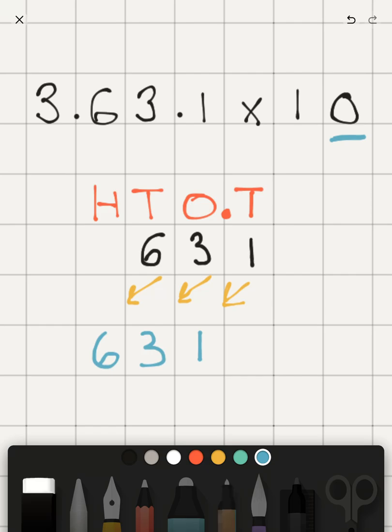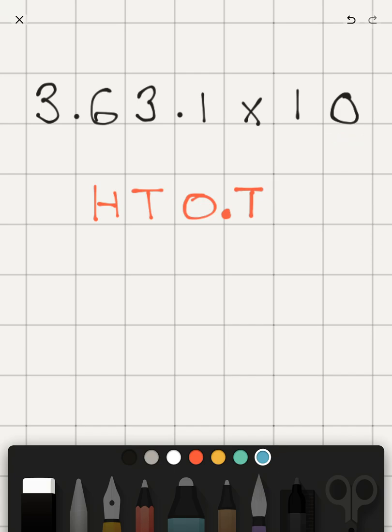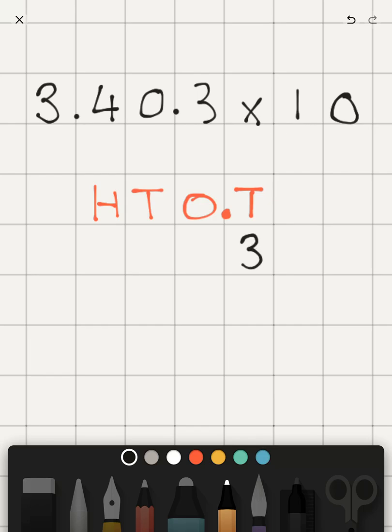Okay, number 4 is a very similar question, so I'm not going to rub out everything for this. We're timesing by 10 again, but our number is 40.3. So first of all, we need to put our number in our place value column. The 3 is 3/10, so it goes there. Our decimal point goes there. Our 0 goes under the 1s, and our 4 goes under the 10s.